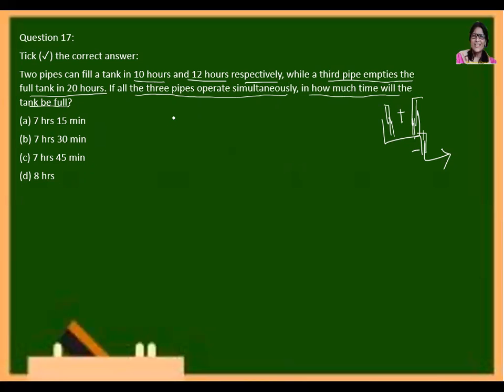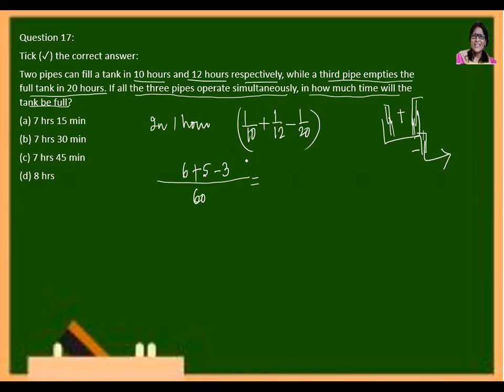So first pipe in 1 hour. How much is the first pipe giving? 1 by 10. Second is giving 1 by 12. Third pipe is taking 1 by 20. So simplify, what is the LCM? LCM will be 60. So it will be 6 plus 5 minus 3. It will be 8 by 60.